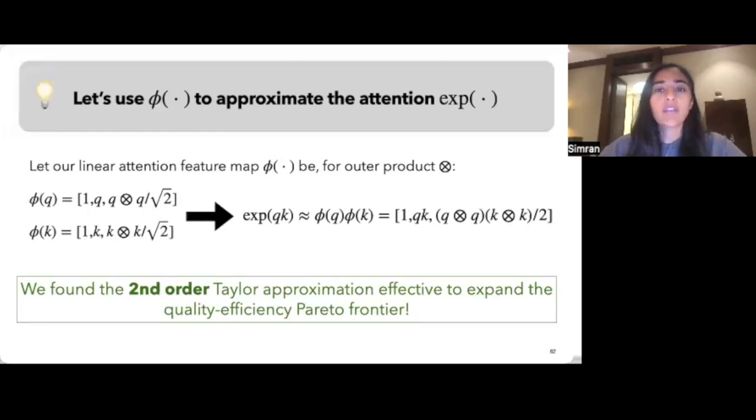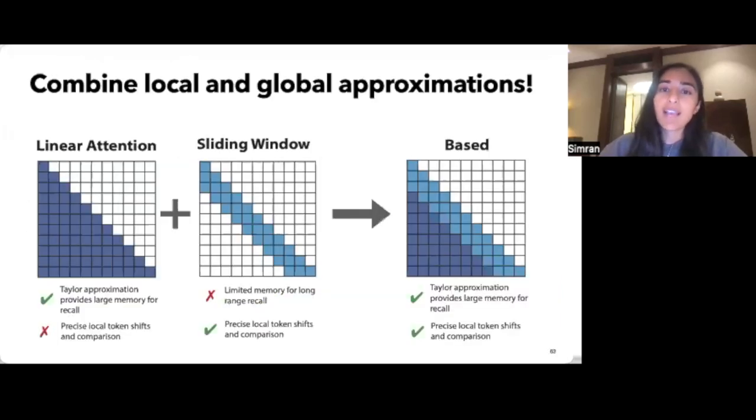Of course, since we don't have a perfect exp in our linear attention with this approximation, it won't exactly match attention. But we can combine linear attention with a dense sliding window attention to get the best of both worlds. Taylor gives a global attention approximation, and sliding window gives a precise local attention. This idea of combining local and global sequence mixers is very fundamental, and you can read more discussion in our paper.